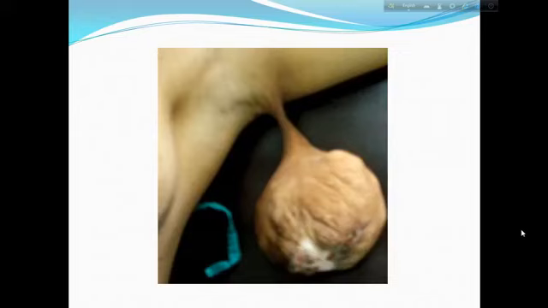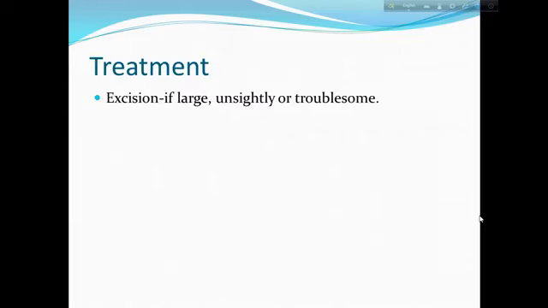This is a pedunculated variety of lipoma. There is a narrow stalk, and there is a whitish discoloration over the lipoma due to repeated trauma, which causes ulceration and fibrosis. Treatment: excision if large and unsightly or troublesome.